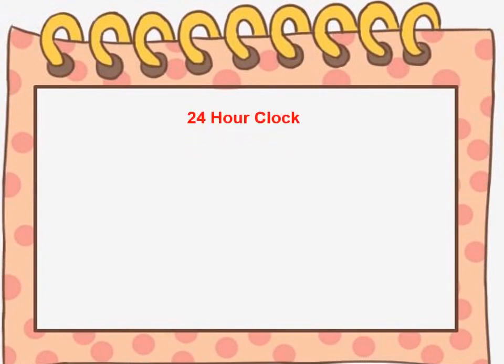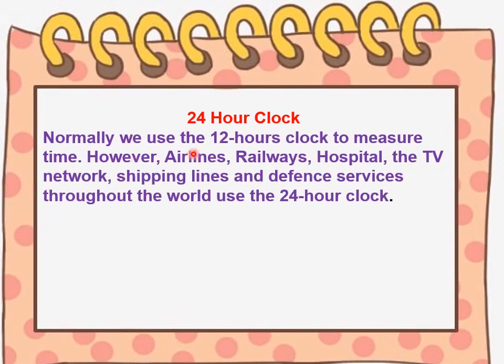Now we will come to the 24-hour clock. What is a 24-hour clock? Normally we use the 12-hour clock to measure time. However, airlines, railways, hospitals, TV networks, shipping lines and defense services throughout the world use the 24-hour clock. Normally in our house we use the 12-hour clock only, but in some places like airlines, railways, hospitals, TV networks, shipping lines and defense services, they use the 24-hour clock.